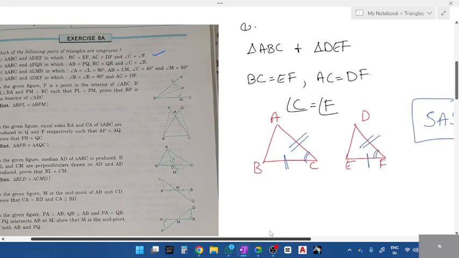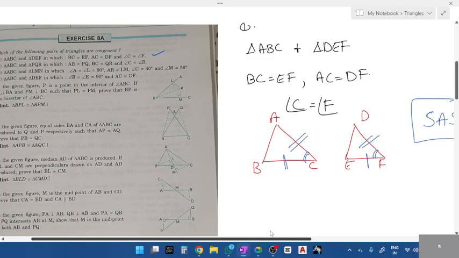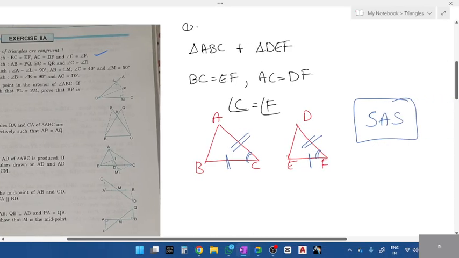BC is equal to EF, AC is equal to DF, angle C is equal to angle F. Draw the diagram and you will get to know that they are congruent under side angle side. One side, and the angle should be in between. Look, C and F are in between.